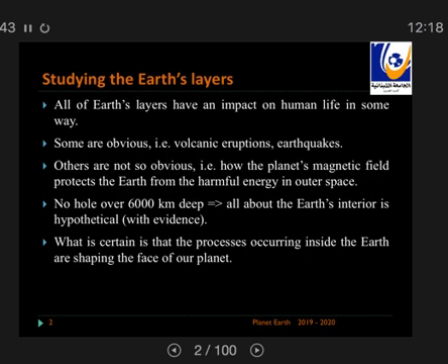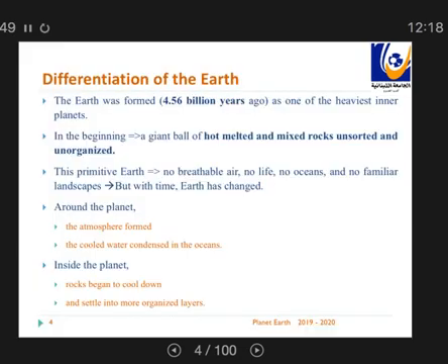Now, the age of the Earth is a key number, 4.56 billion years ago. It's one of the heaviest inner planets. So in the beginning, it was a giant ball of hot, melted mixed rocks that were unsorted and unorganized. Remember that this primitive Earth had no breathable air, no life, no oceans, and none of the landscapes that you know. Okay, but with time, the Earth evolved. Around the planet, the atmosphere formed, the water cooled and condensed into the ocean, and inside the planet, also the rocks began to cool down and settle into more organized layers.